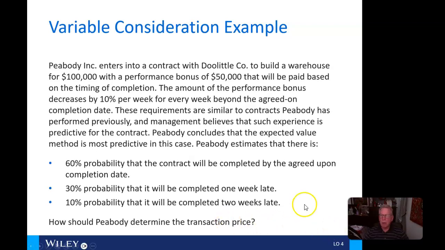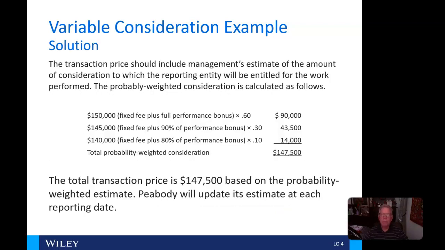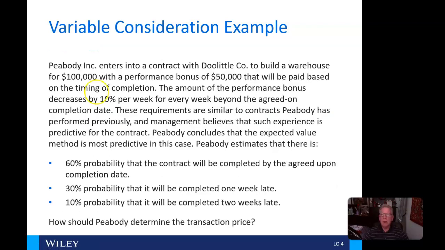It estimates that here, bullet point 1, 60% probability is going to be completed on the agreed upon completion date. 30% it'll be a week late, and 10% it'll be 2 weeks late. How should they cover this transaction? All right, so here is the 150,000. Go back here. Here's the 100,000 here and the 50,000 here. Okay.